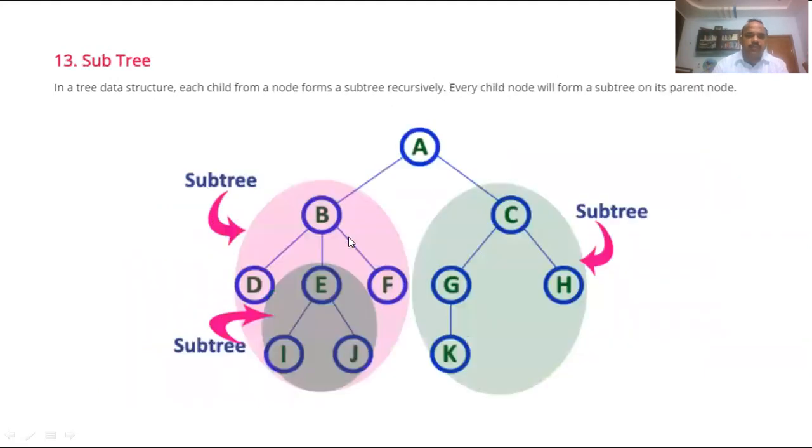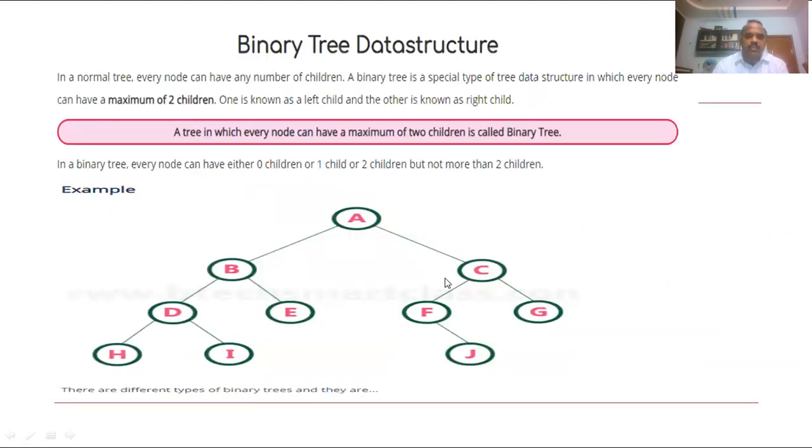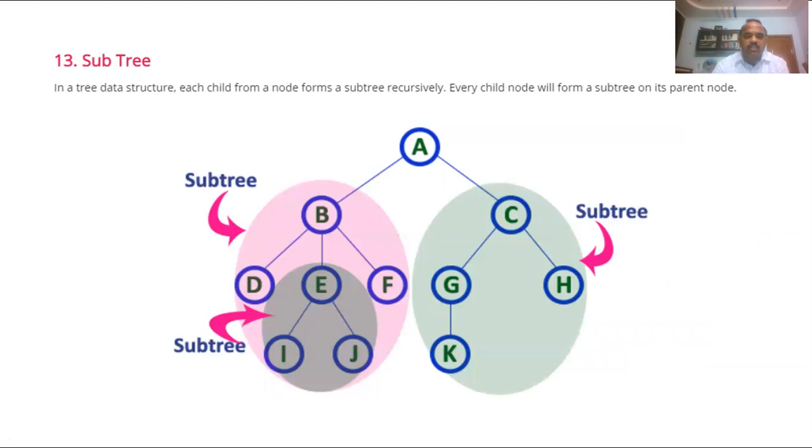Clear, all of you? Next one is subtree. So A, then this is the left subtree, this is the right subtree. What are the tree elements formed on the left side? That is called the left subtree. Then what are the nodes forming on the right side? That is called the right subtree. Next, these are all the terminologies in a tree. Clear?